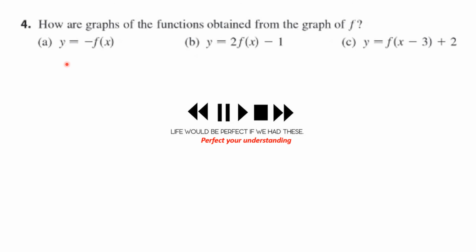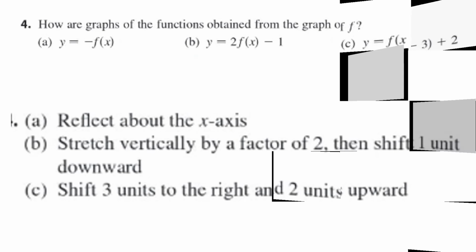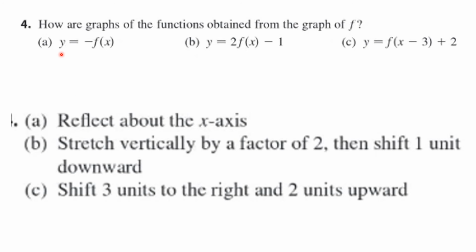Question 4 asks, how are the graphs of the functions obtained from the graph of f of x? So give these three answers a go, please, and we'll discuss them in a bit. Let's see how you did. Well, here, since you take f of x and just make a negative of it, you're reflecting the graph of y equals f of x about the x-axis.